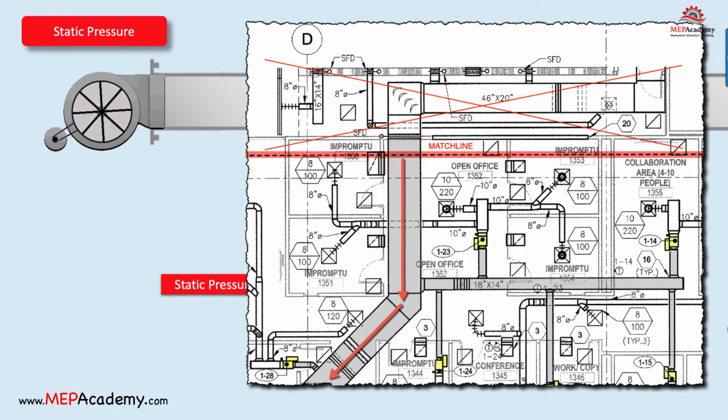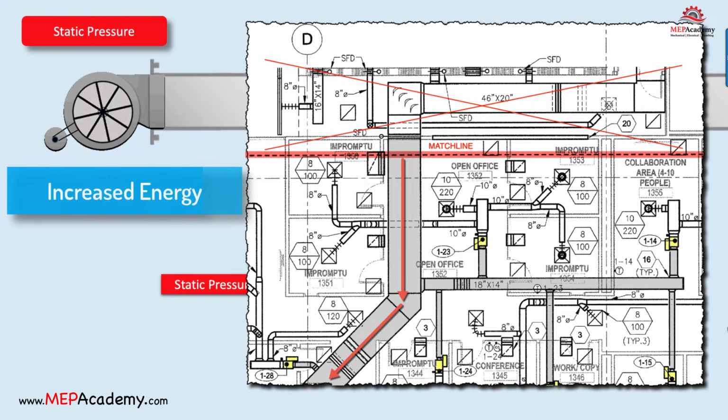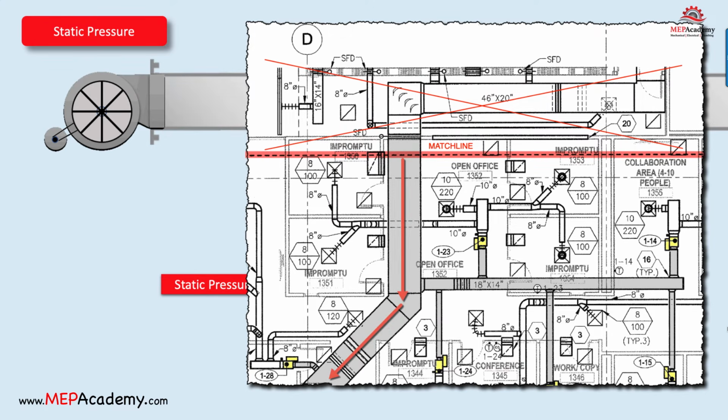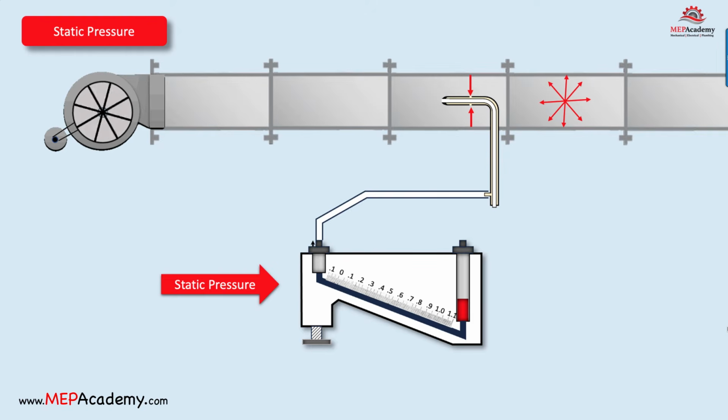High static pressure can lead to increased energy consumption, as the system must work harder to overcome resistance. Static pressure affects the airflow within the ducts. Excessive static pressure may result in reduced airflow, impacting the system's ability to deliver conditioned air to the desired spaces.